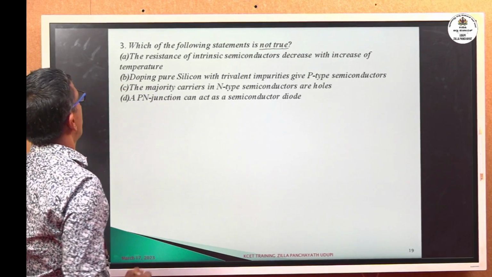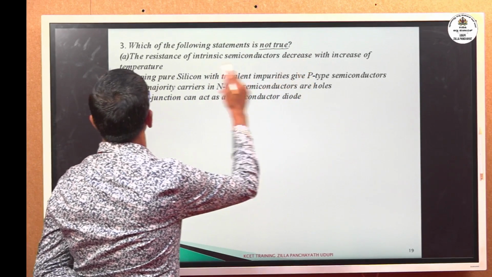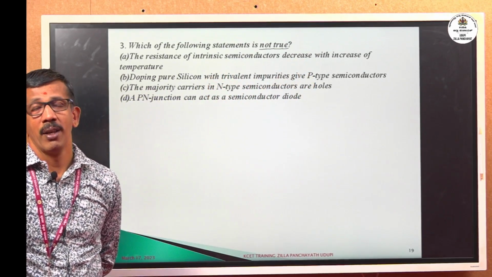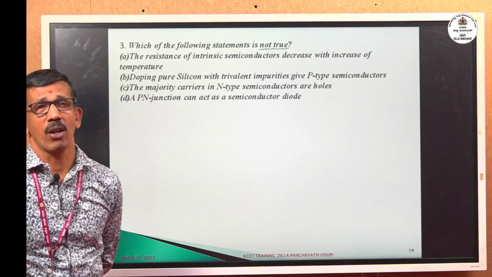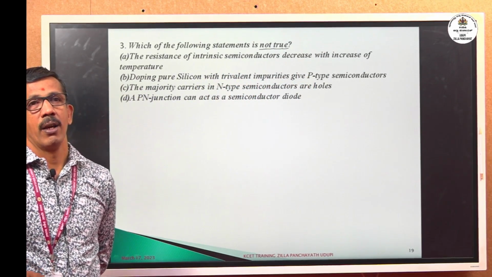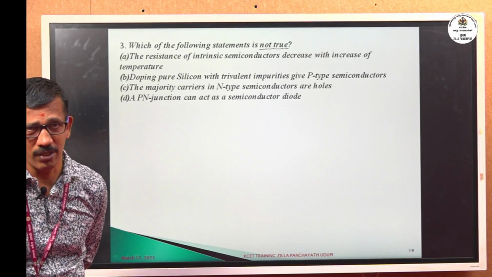Read the 4 statements. The resistance of intrinsic semiconductors decreases with the increase of temperature. It is a true statement because semiconductor materials are materials having negative temperature coefficient of resistance.